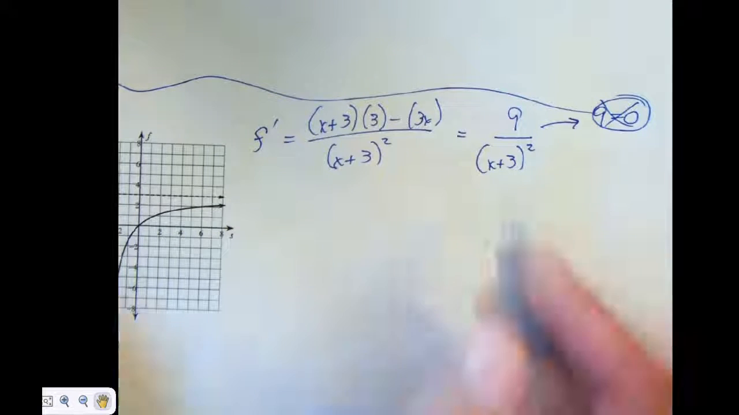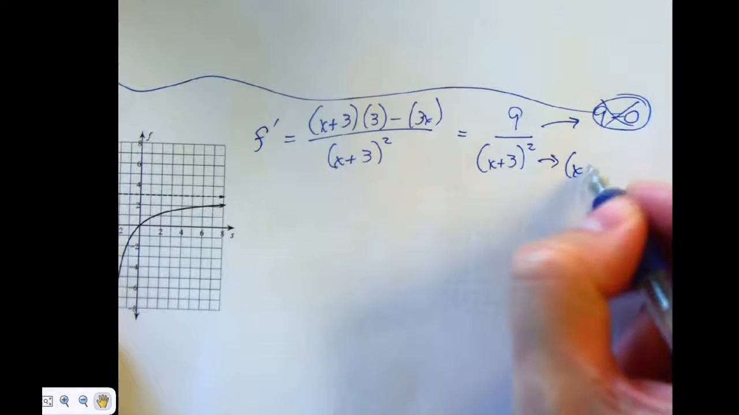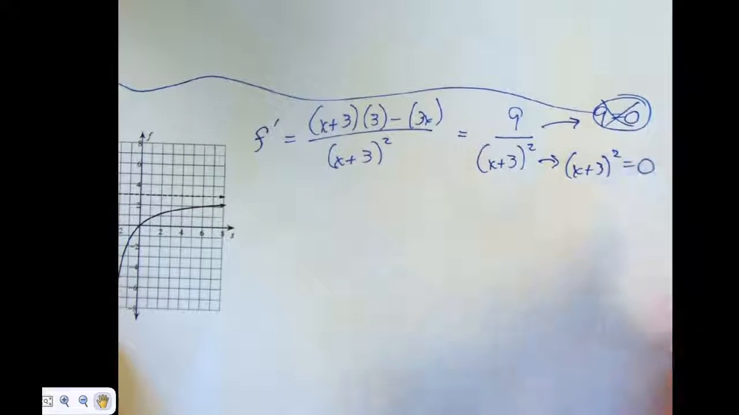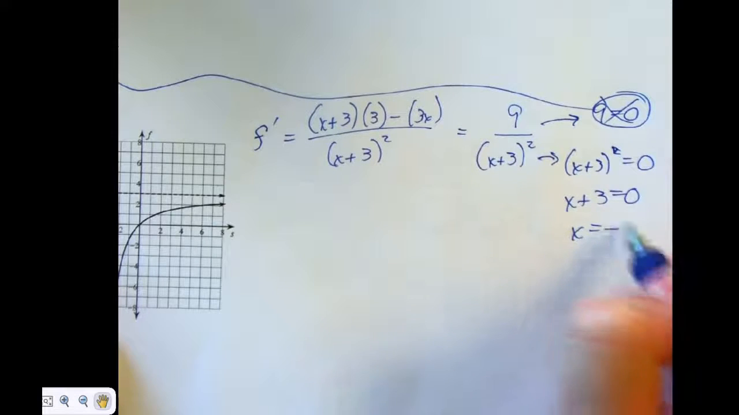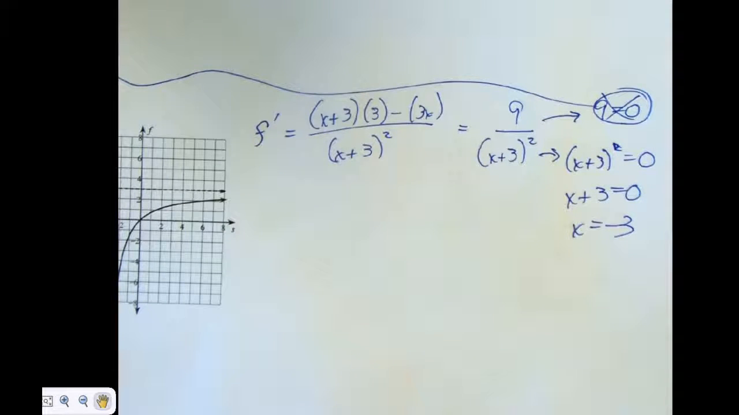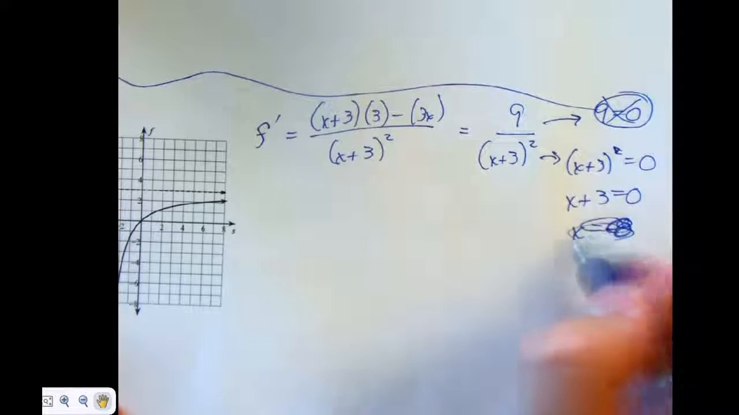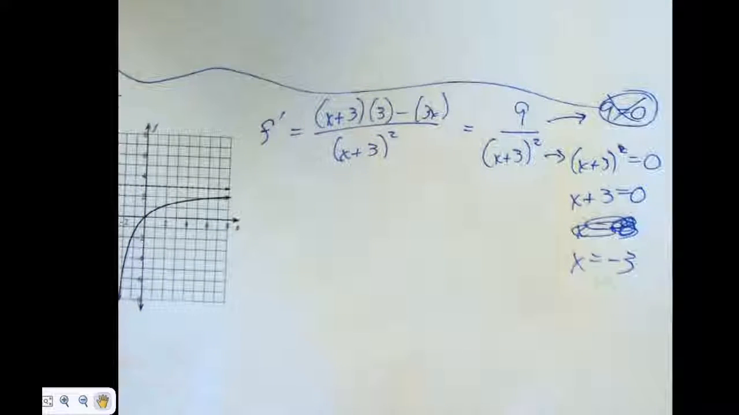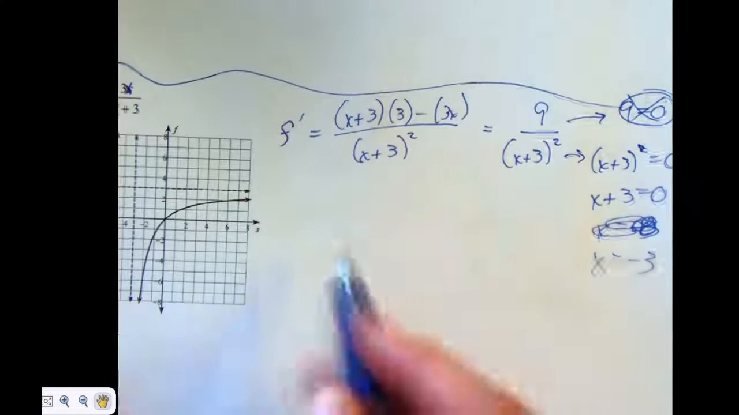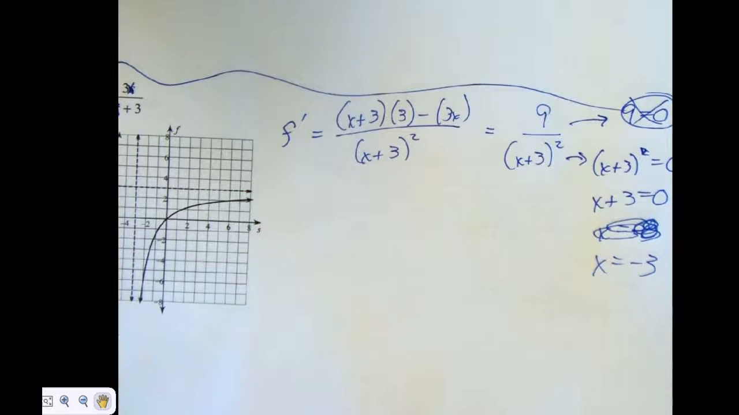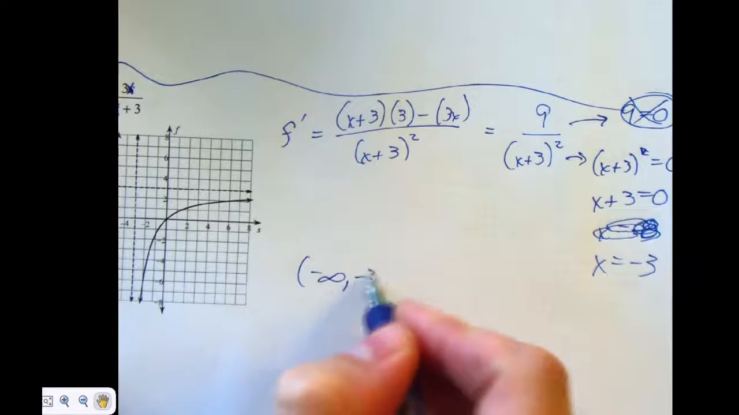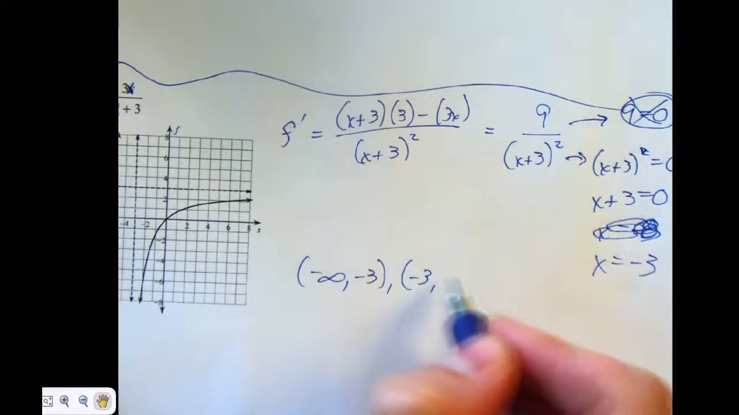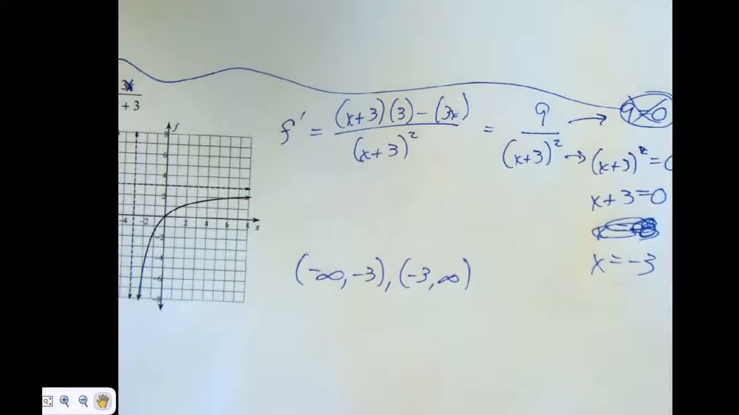Alright. Set the bottom equal to 0, what do we get? Square doesn't matter. So x plus 3 equals 0, so x equals negative 3. Okay, so that is my split. I'll have 1 point on the number line, so I'm going to have 2 intervals, right? So negative infinity up to negative 3, and negative 3 up to infinity.